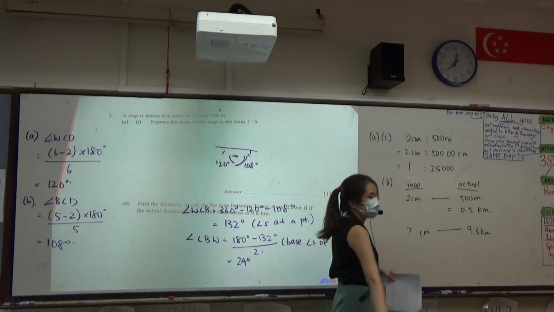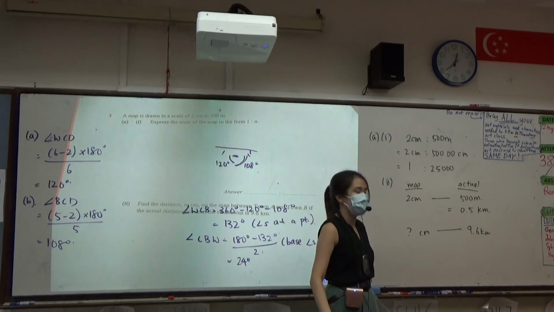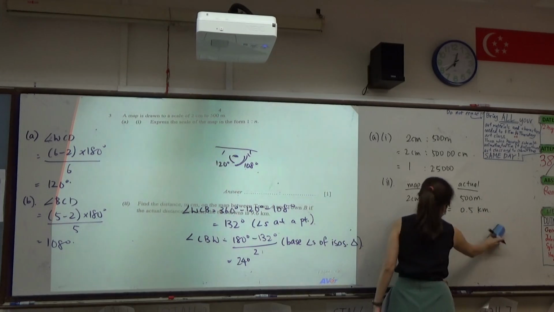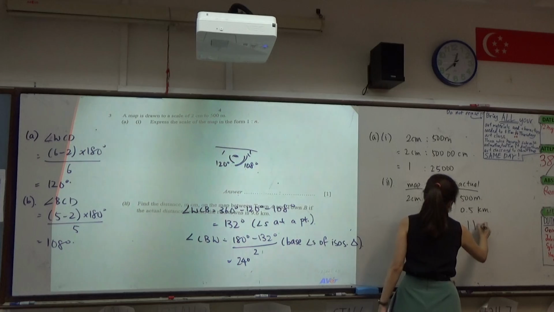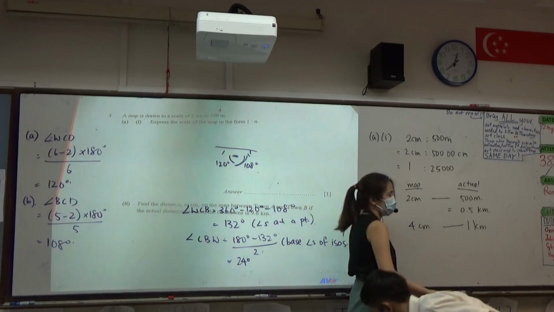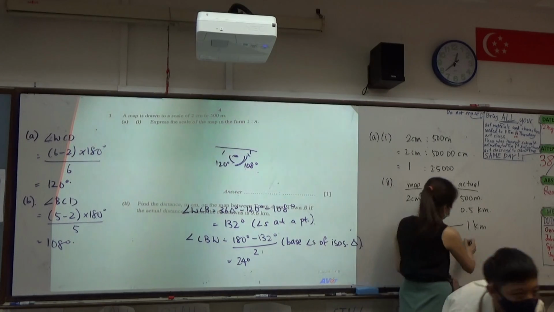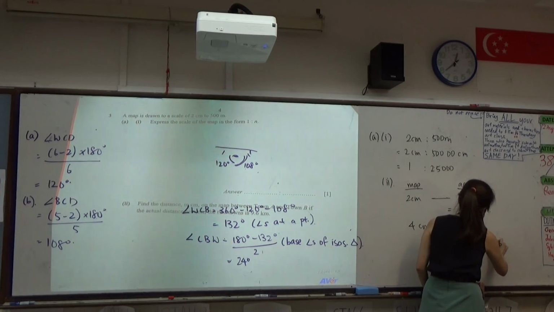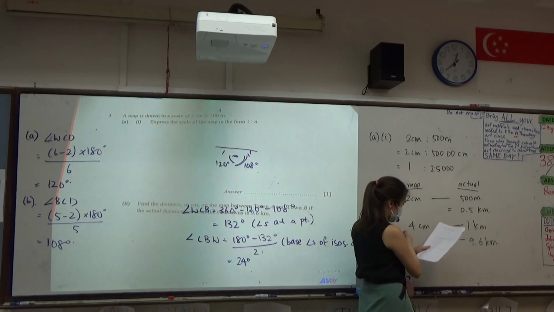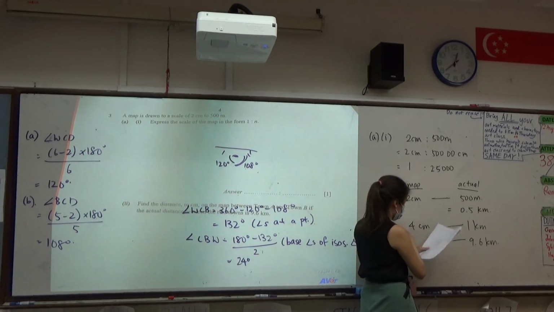So what we want to find is how many cm gives you 9.6 km. You may want to consider finding what 1 km gives you in cm first. That is 2 cm over 0.5, it's 4 cm. Alright, so then for 9.6 km, we just times 9.6 here, so we will get 38.4 cm.